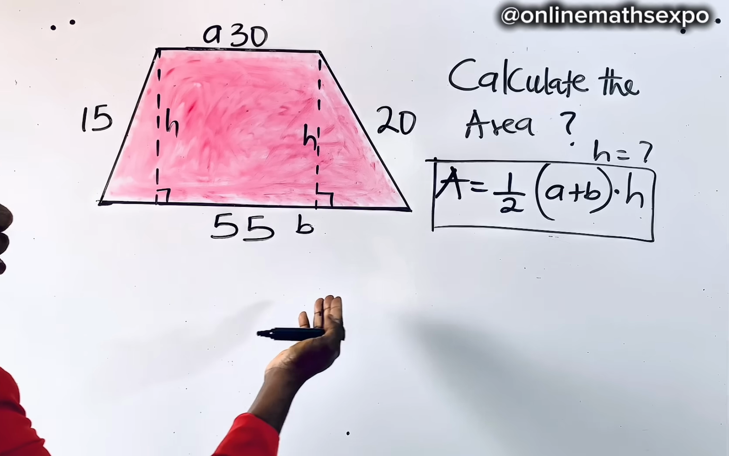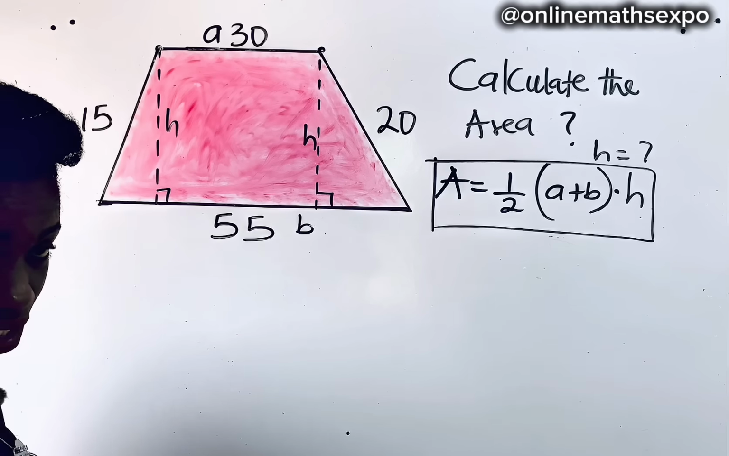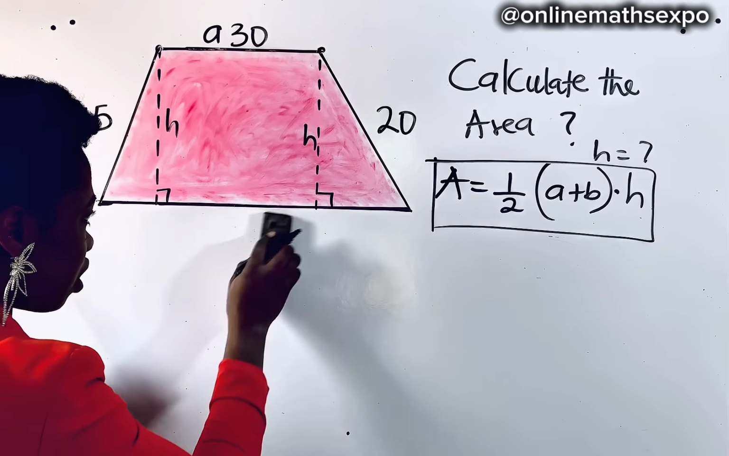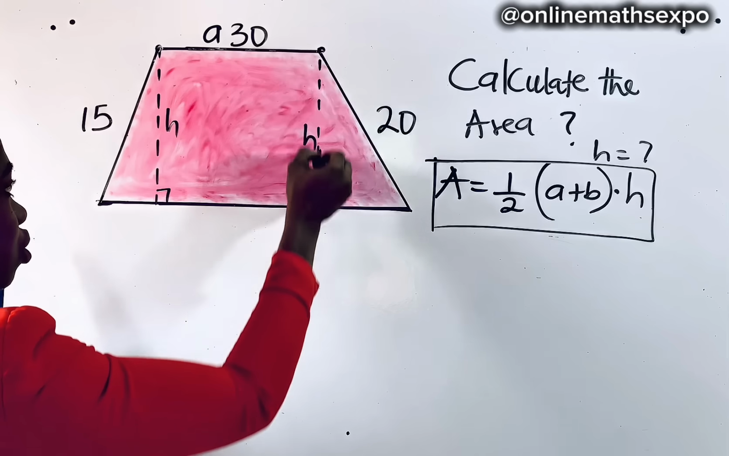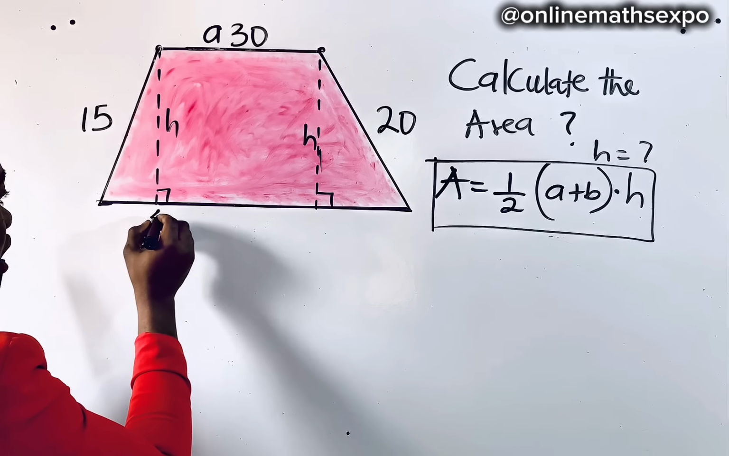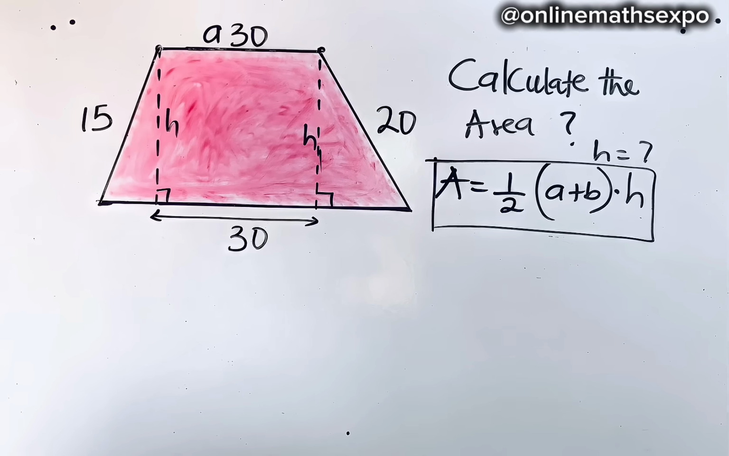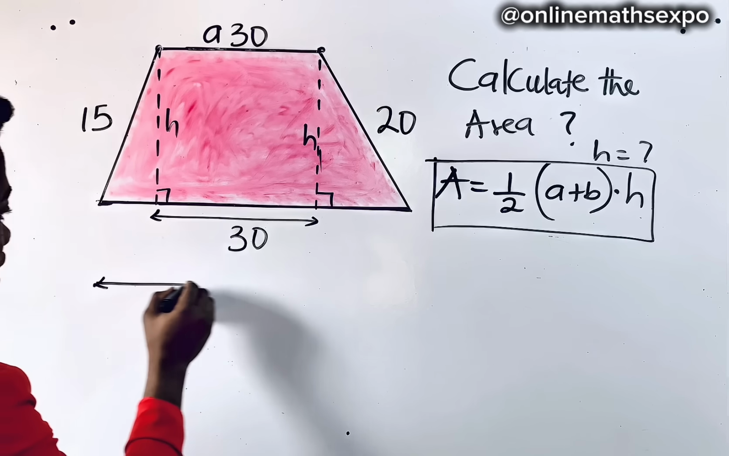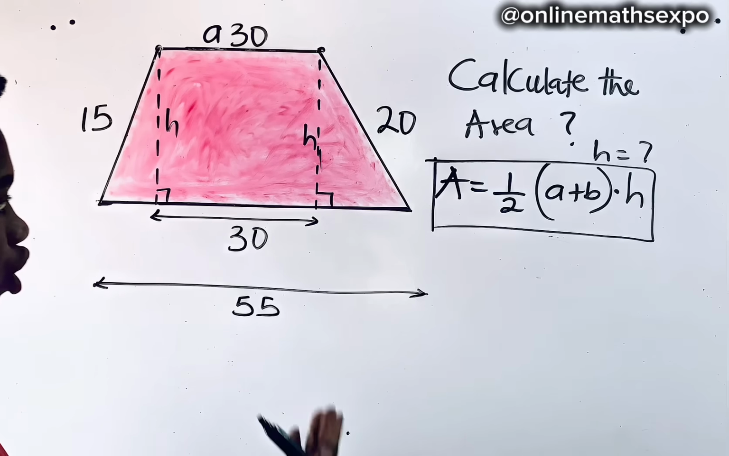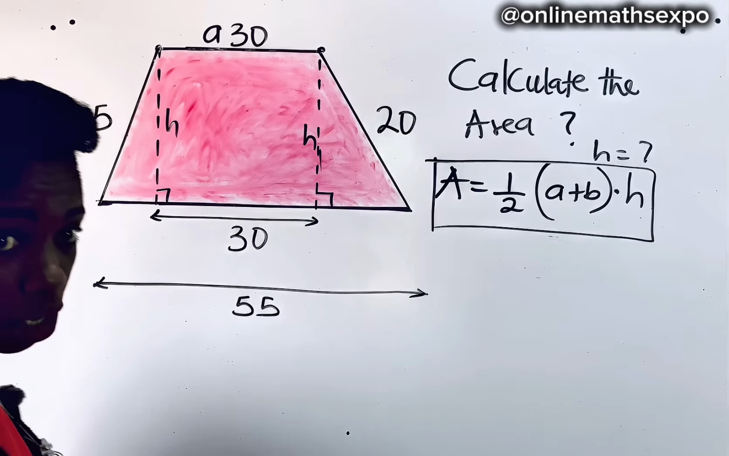You notice that from here to this end measures 30 units. That means we can adjust this base. You see that this has formed a rectangle. So in that case, from here to this end should also be the same with this, which is 30 units. And remember that the total length is given as 55. So what do we do? Is it possible for us to identify this base and then this? Then it will help us to solve.